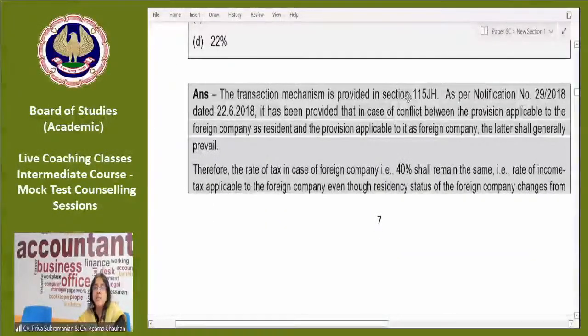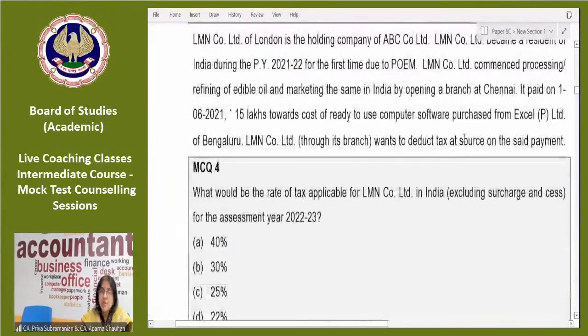A transition mechanism is provided for the first year, that is in 115JH. In case of conflict between the provision applicable to the foreign company as a resident and the provision applicable to it as a foreign company, the latter will prevail. So the rate of tax of the foreign company will not change because it has become a resident. It will continue to be 40%. And it's given excluding surcharge and cess. So the rate will be 40%. This again is a very simple question.